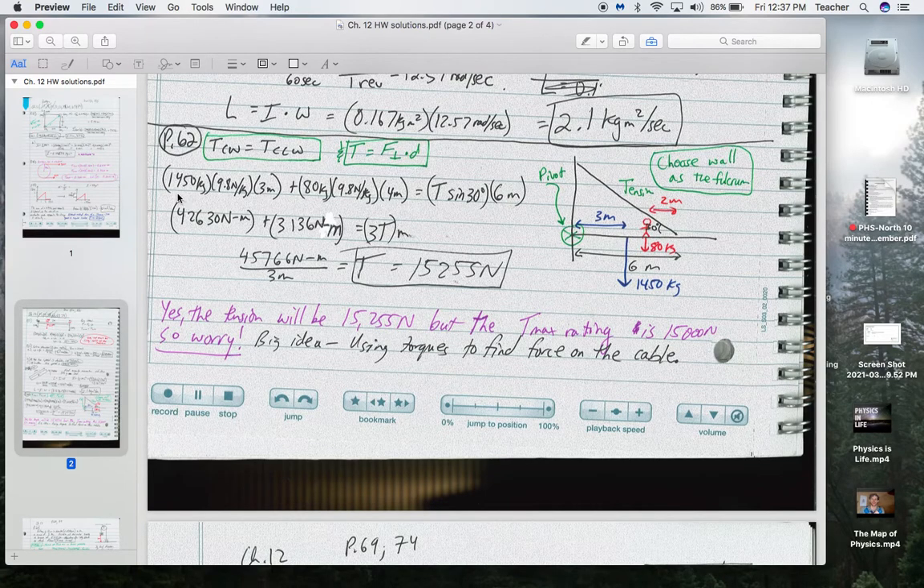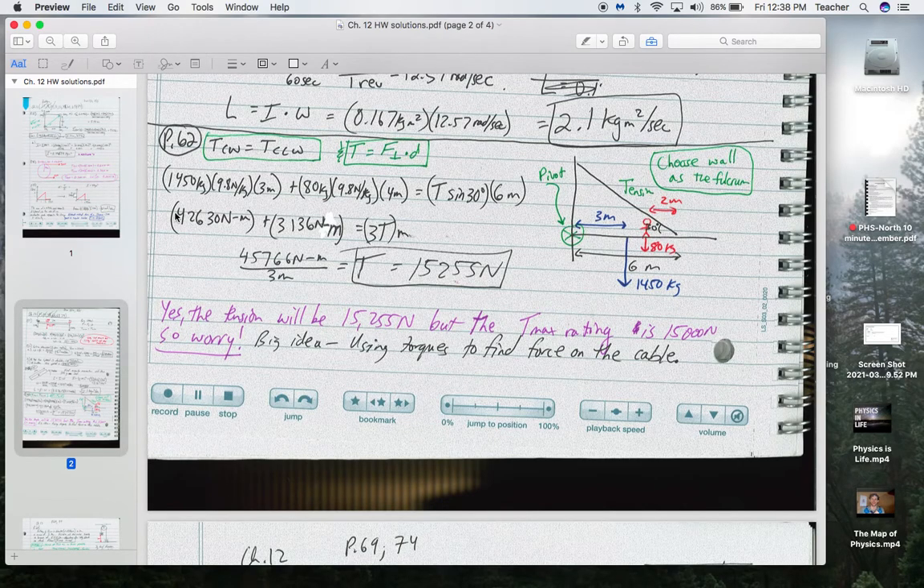So clockwise, mass of the beam, g, distance of the center of mass acts from the pivot point, which is 3 meters, plus the mass of the person, g, the distance the person is acting from the pivot point, which is 4 meters. And the only thing causing a counterclockwise torque is the tension in this rope. Well, we need to find the perpendicular component of that. That would be T sine 30 degrees. And it's acting 6 meters from the fulcrum.